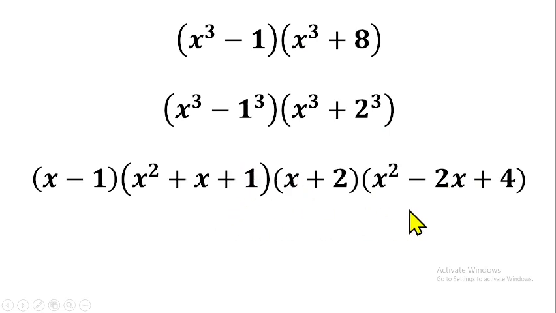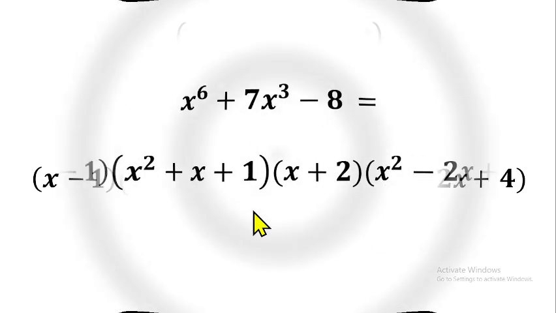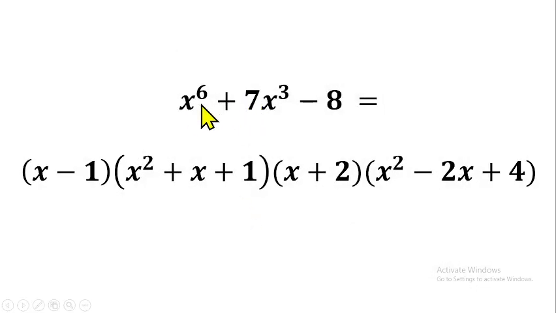So since we cannot factorize this one again, we cannot factorize this one again, that means technically when you factorize s raised to power 6 plus 7 s cubed minus 8, it's going to give us s minus 1 into s squared plus s plus 1 into s plus 2 into s squared minus 2s plus 4. So this cannot be factorized any further. So technically, when you factorize this, you have this, and it is a correct answer. So that is how to factorize this mathematical expression given in Mathematics Olympiad.